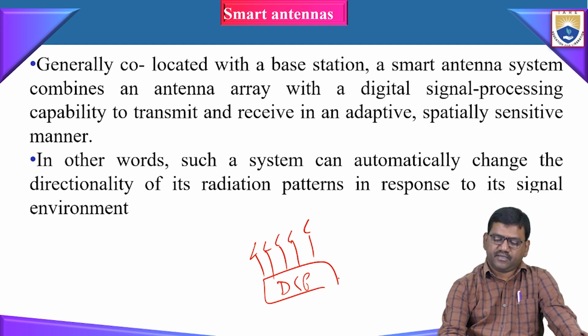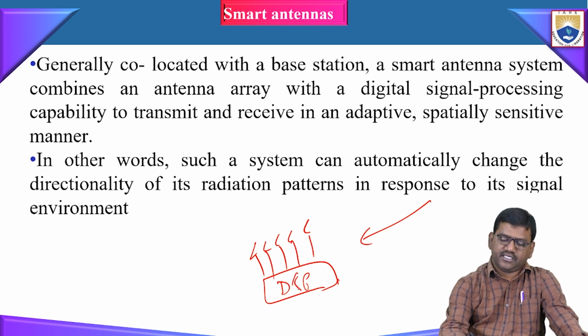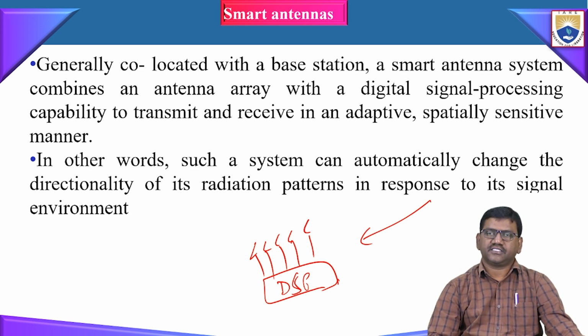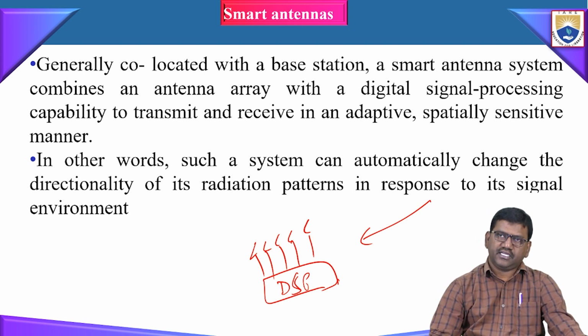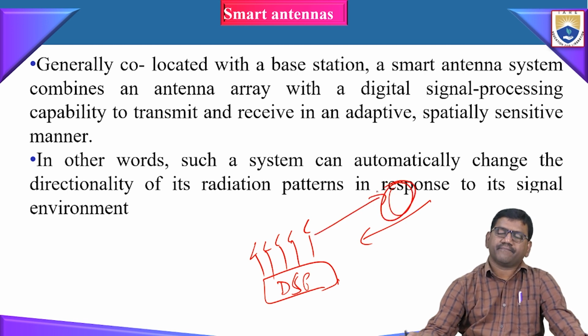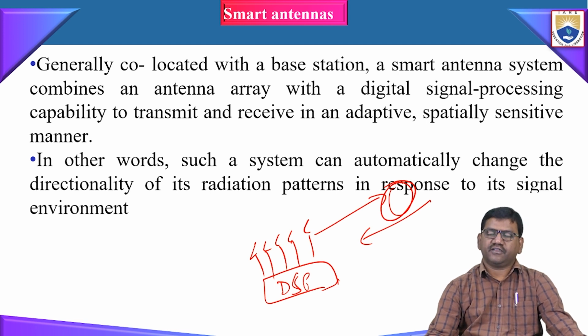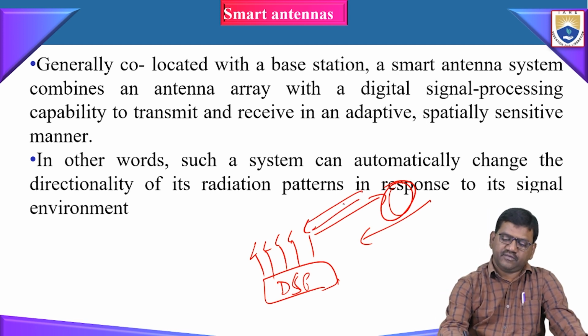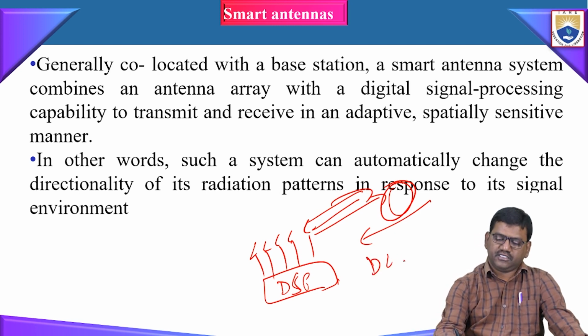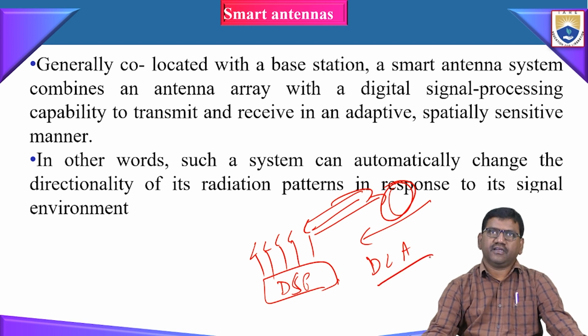Whenever a signal is coming here, this DSP will decide the direction of arrival. That is the direction estimation: from which direction the signal is coming. Based upon this, the DSP will direct all these antenna elements this way. It will establish a link towards the nearest base station. So wherever the subscribers are, automatically all its energy will be radiated in that direction based upon the direction of arrival estimation. We call it DOA, direction of arrival estimation.